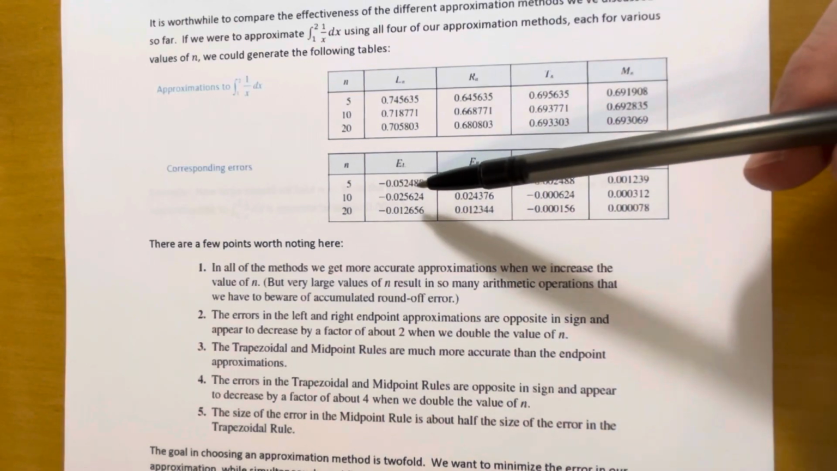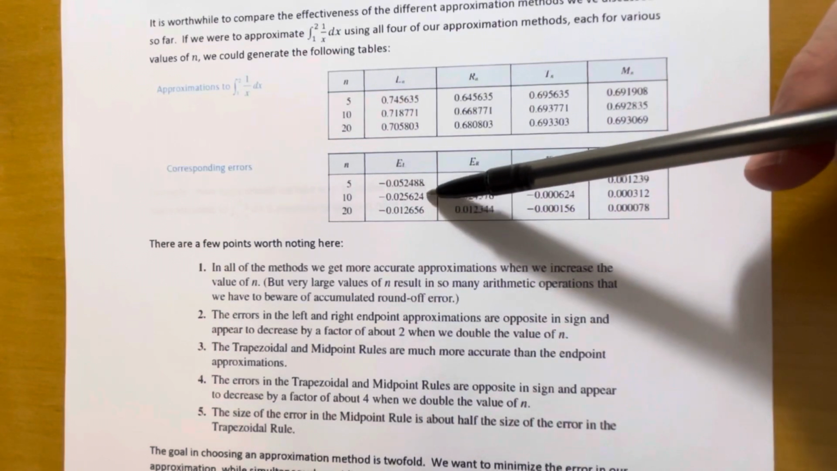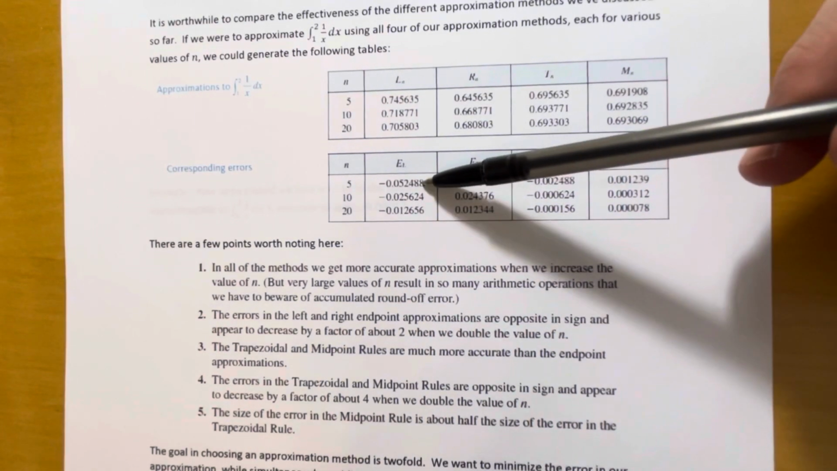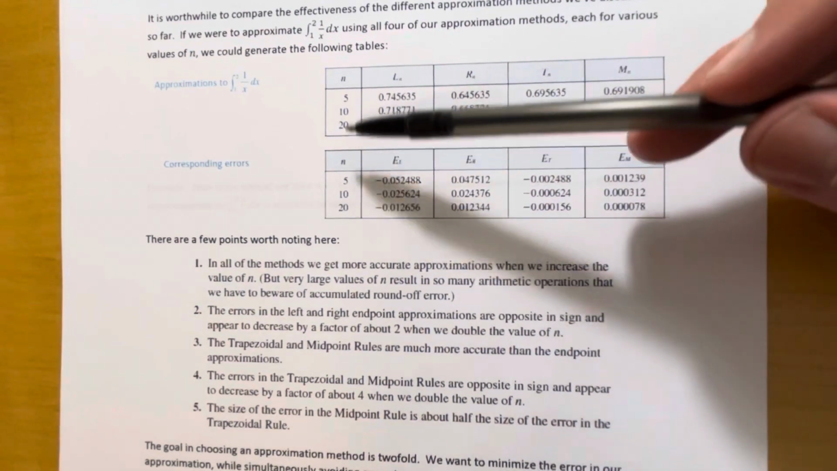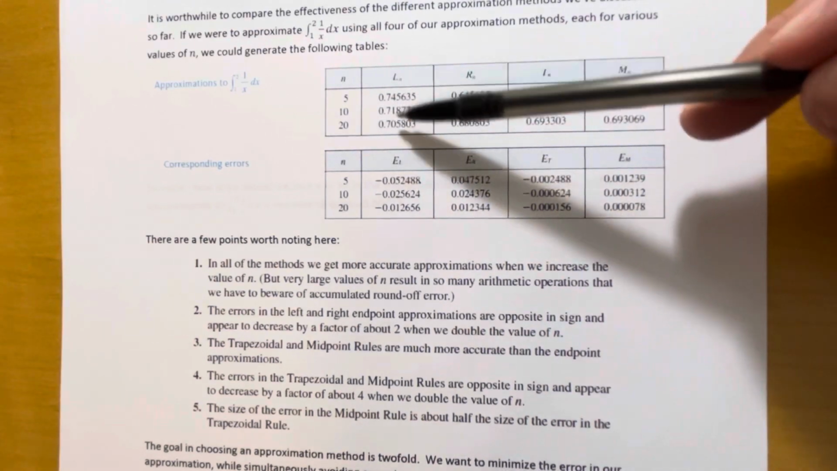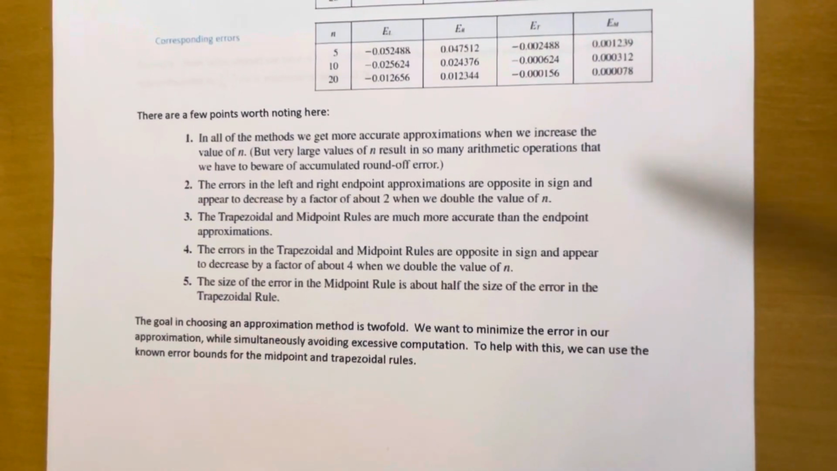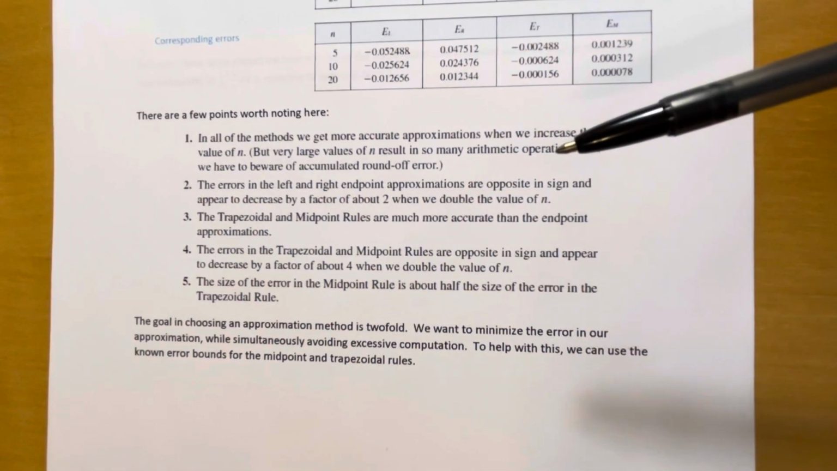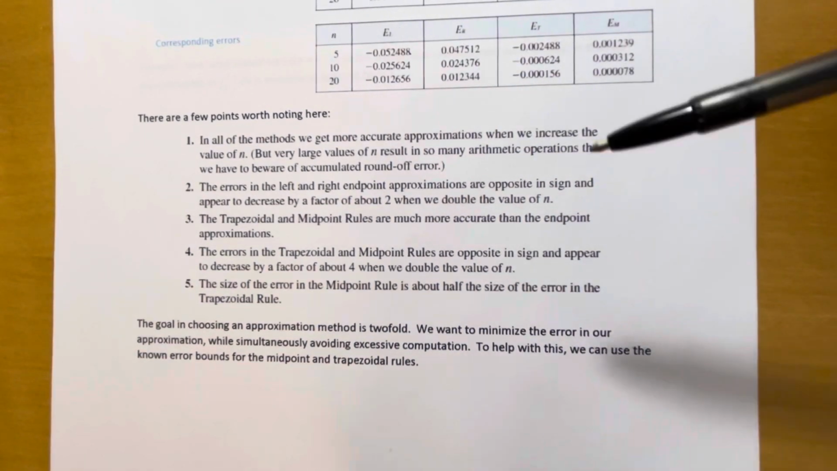So what it's saying is that as n doubles, these errors appear to be getting cut in half each time. It's not exactly cut in half, but it's pretty close to that. So that's indicating how exactly increasing n changes that error. The midpoint rule and the trapezoidal rule are pretty similar, and the third observation we already talked about: they are much better approximations than the left and right endpoint methods.